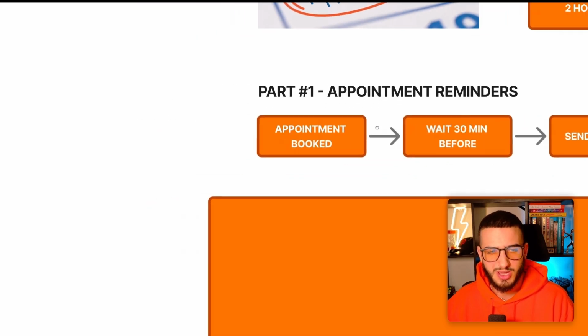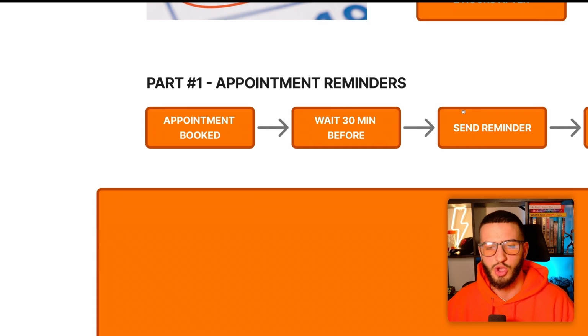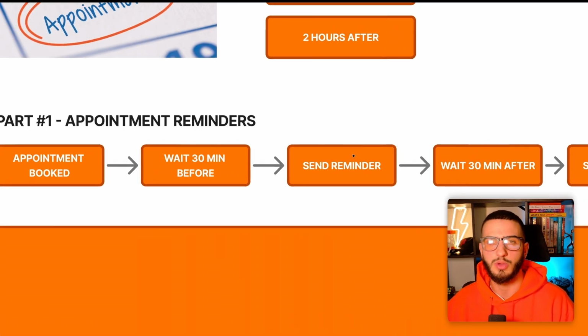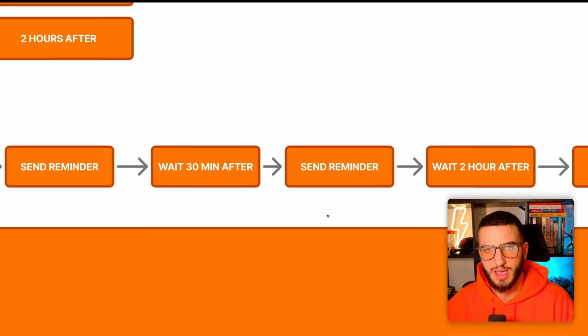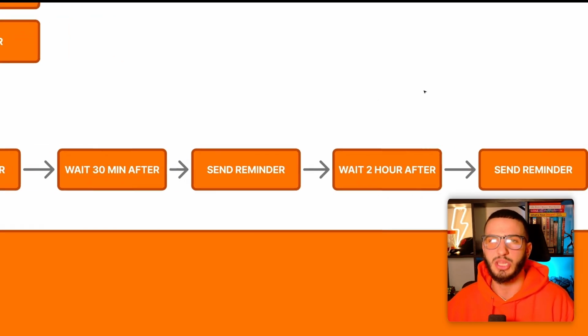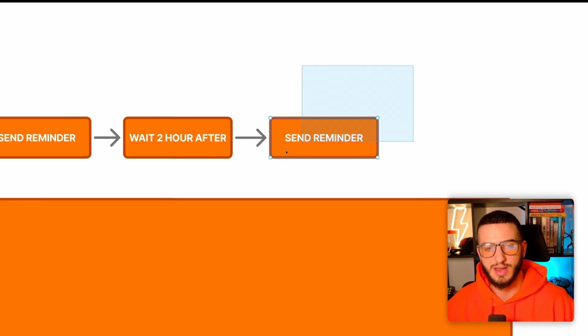You have the first automation that triggers whenever the appointment is booked. After, you wait 30 minutes before the appointment and send the first initial reminder, which can be SMS, it can be email, whatever you guys want. Then 30 minutes after the appointment, you go ahead and send a second reminder that's like, hey, you still haven't updated the CRM. And then 2 hours later, you basically check if they have updated the CRM. And if they still haven't updated the CRM, you go ahead and send reminders.